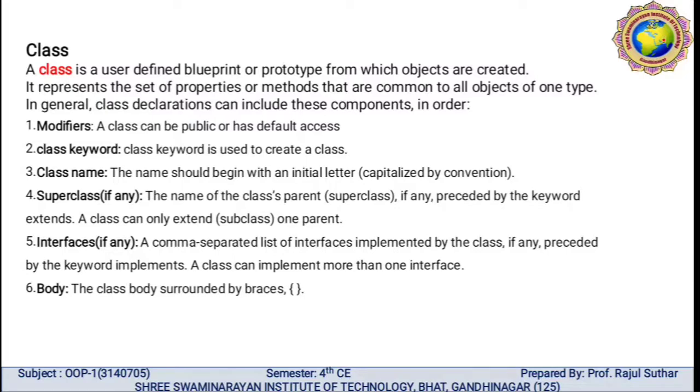Interface, the fifth component is interface, if any, whether it is required or not. A comma separated list of interfaces implemented by the class, if any, is preceded by the keyword implements. A class can implement more than one interface. In one class we can use more than one interface. And the sixth component is body. Each and every class contains a body. The class body is surrounded by braces, that is, starting with a curly bracket and ending with a curly bracket.